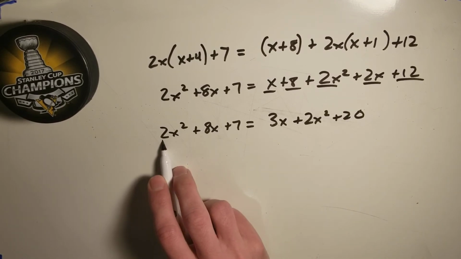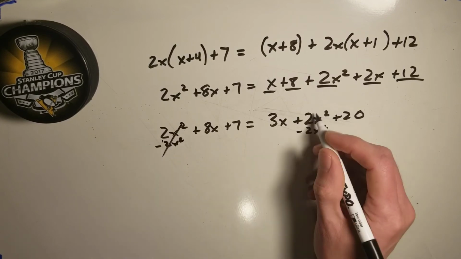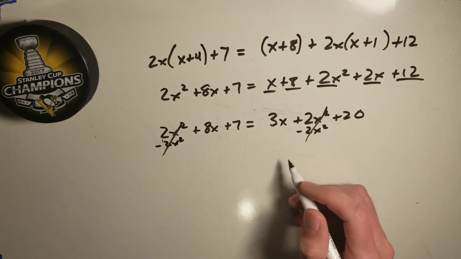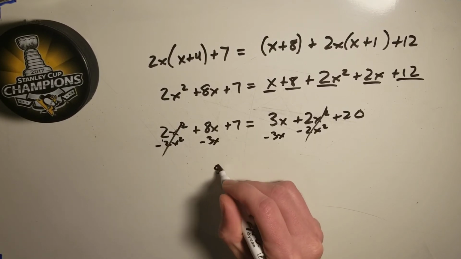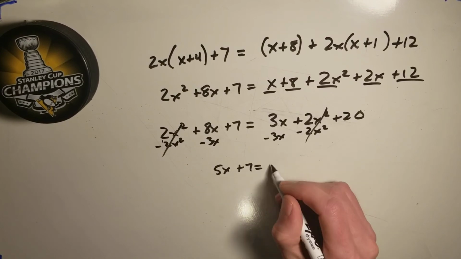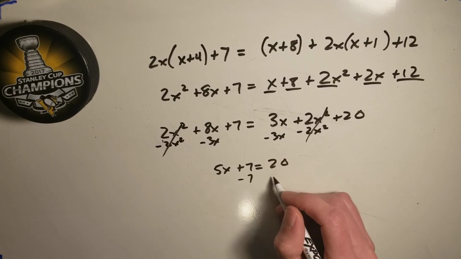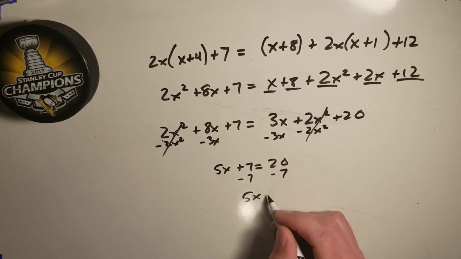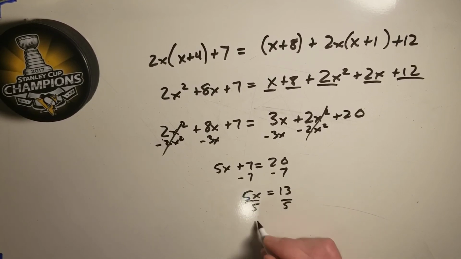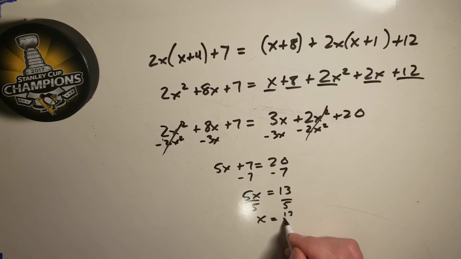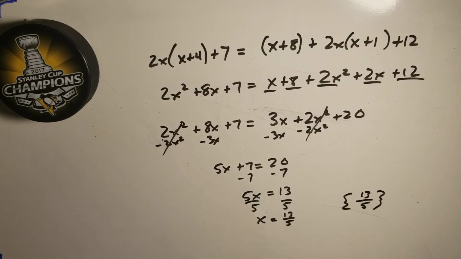Now if you look, you can subtract 2x squared from both sides, and you're going to see that they cancel out. And now we can get all of our x's to one side, so minus 3x, minus 3x. You'll have 5x plus 7 is equal to 20. And now just get your 7 over here. So 5x is equal to 13. And then divide by your 5, and you've isolated x. So your solution set would be just containing 13/5.